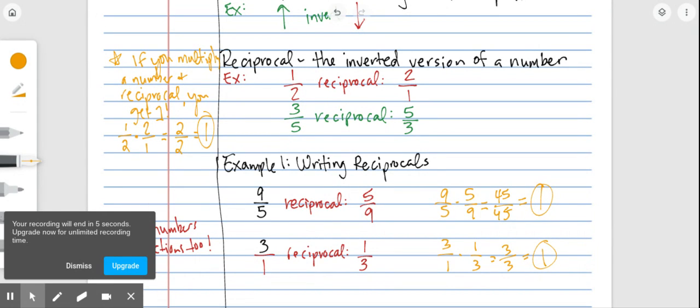Now that we've talked about reciprocals, we're going to talk about dividing fractions and what this means for dividing fractions.